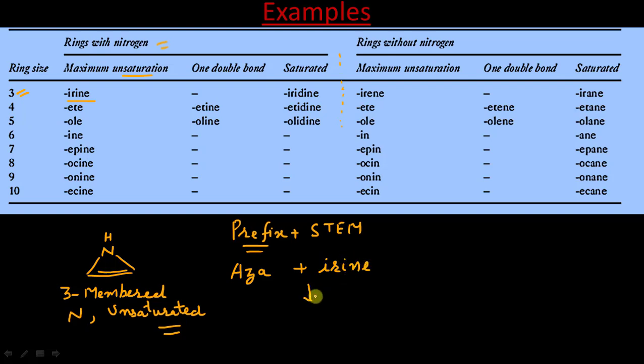so its name goes, now again I is a vowel, so we have to drop this a, its name is azirine.